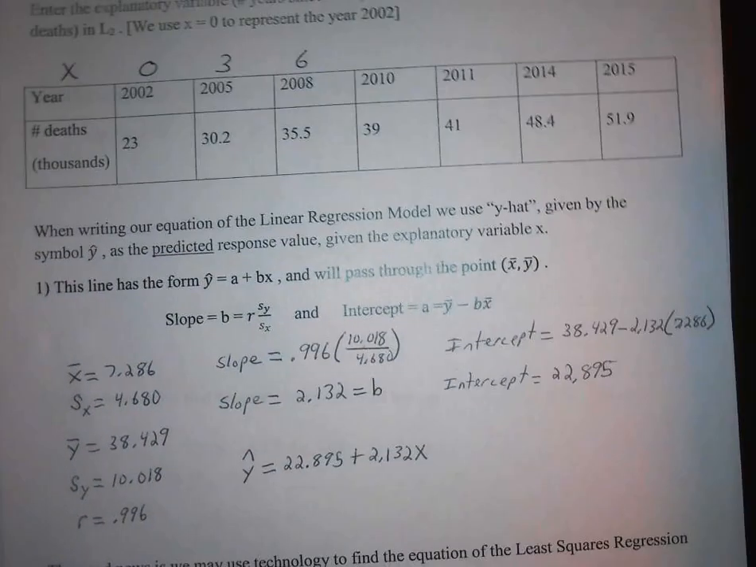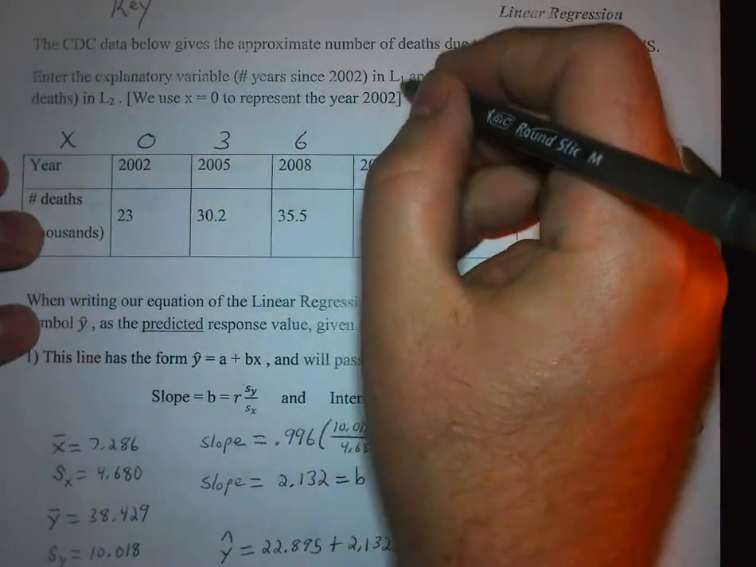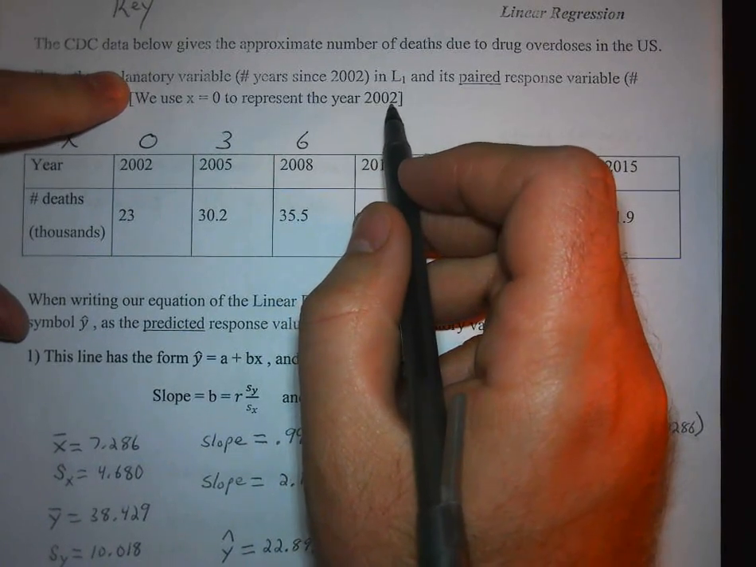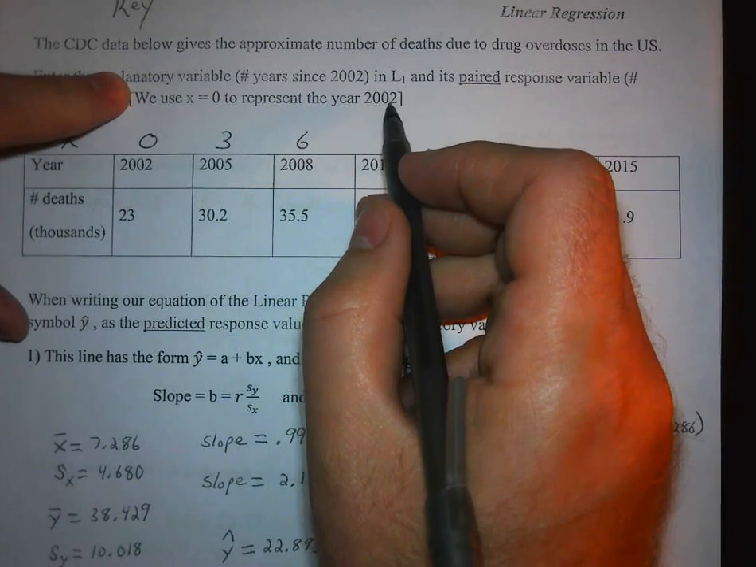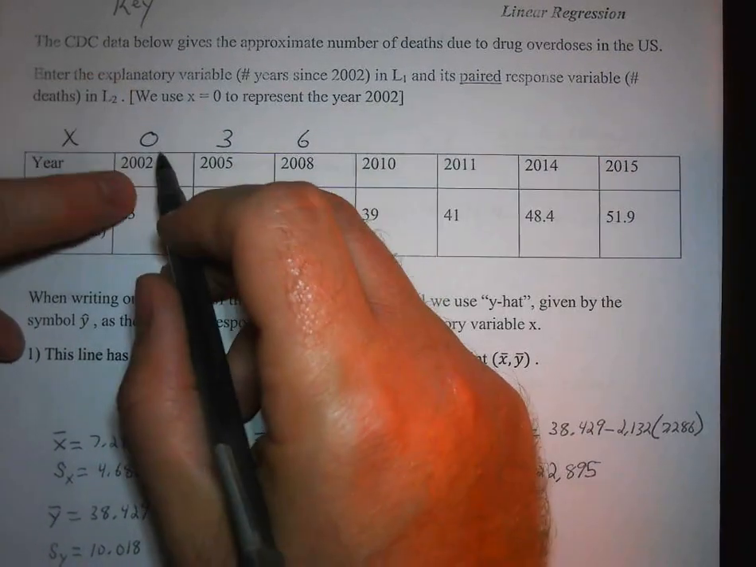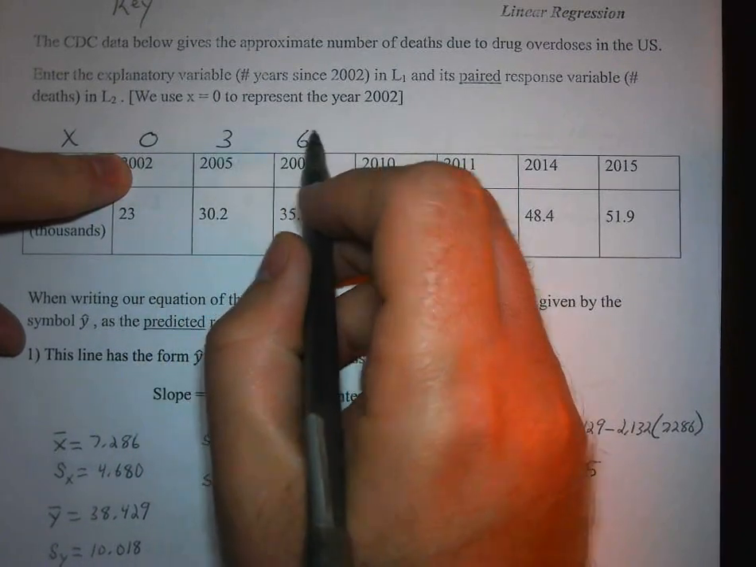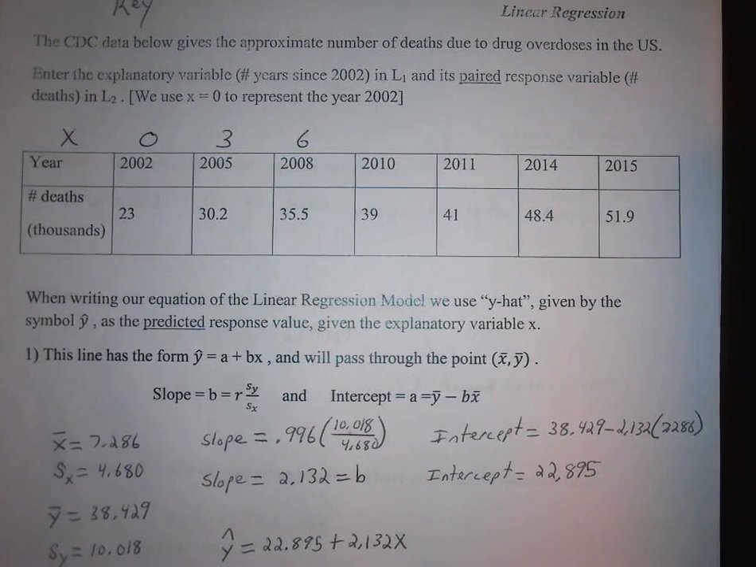The last thing I want to mention is sometimes you have to be very careful when they define your variable. They could have just as easily said, instead of saying that x equals 0 represents the year 2002, let 0 represent the year 2000. And then that would change your x values to 2, 5, 8, 10, and so on. So if they define the variable for you, then you have to be very careful with how you enter it into your calculator.